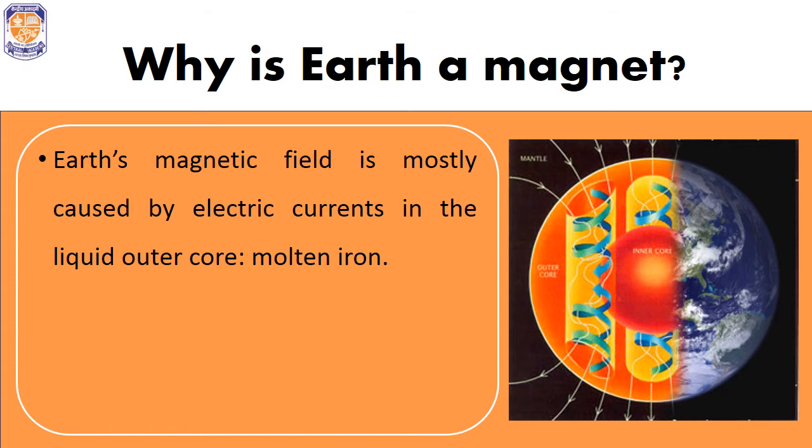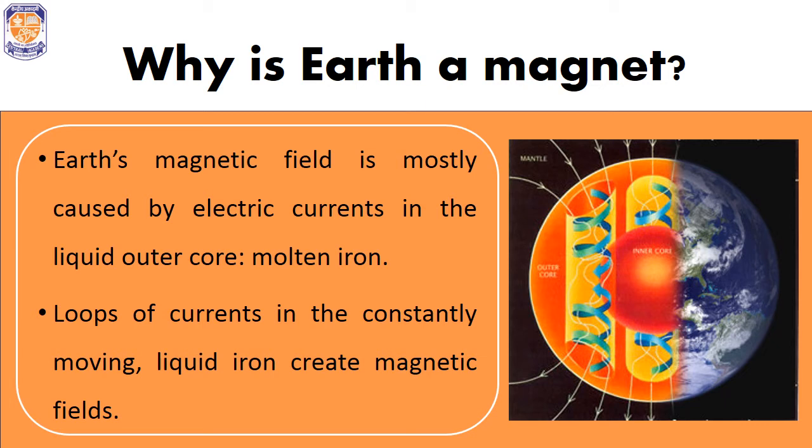The Earth's magnetic field is mostly caused by the electric currents in the liquid outer core that is made up of molten iron. So the loops of currents in the constantly moving liquid iron core create the magnetic field. So this is why our Earth acts like a magnet, due to the constant movement of the molten iron.